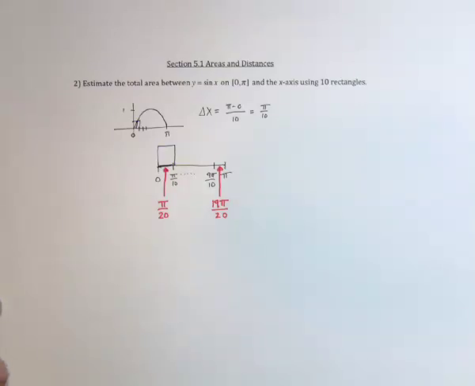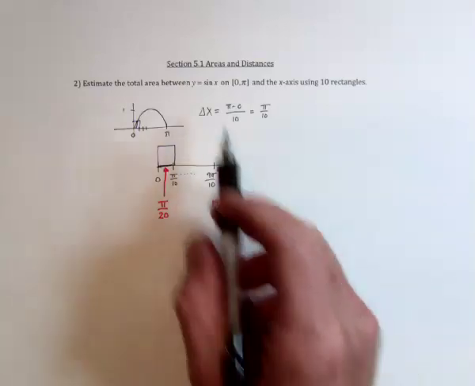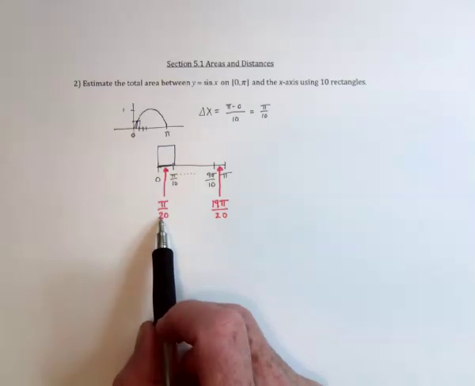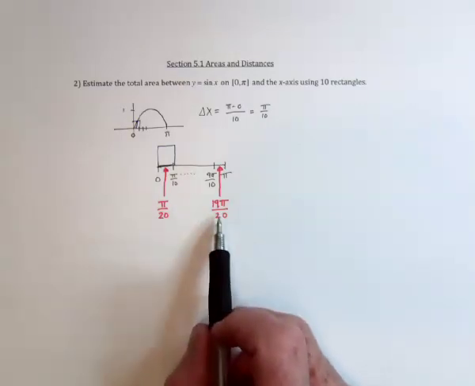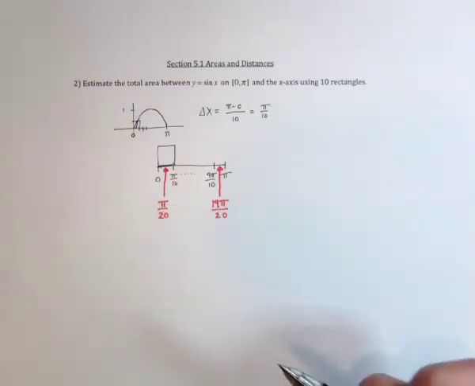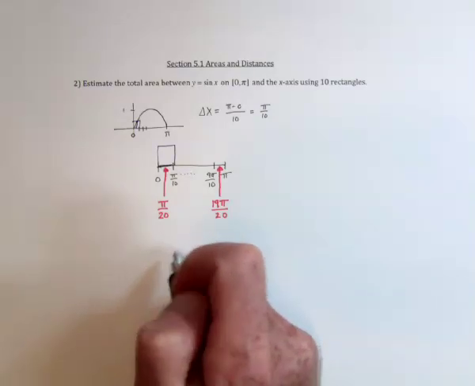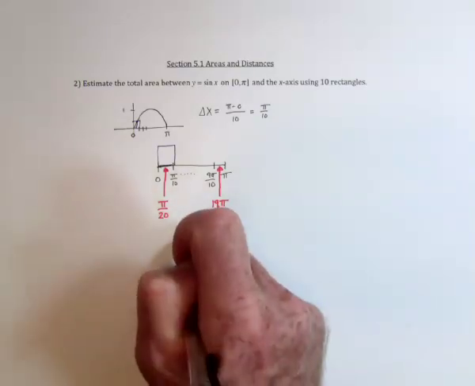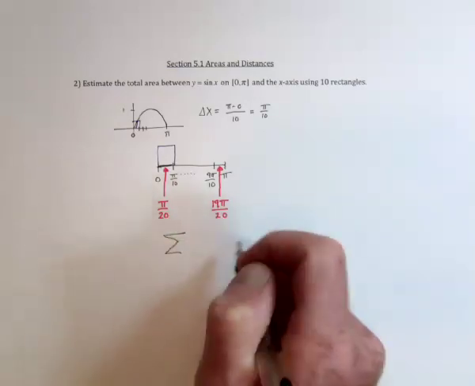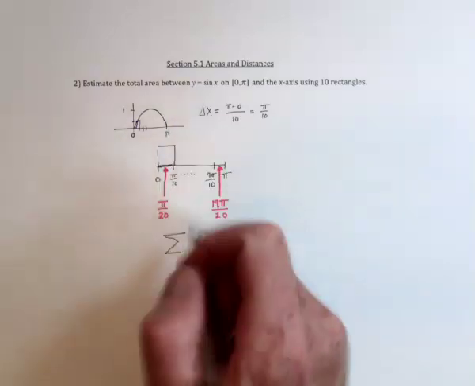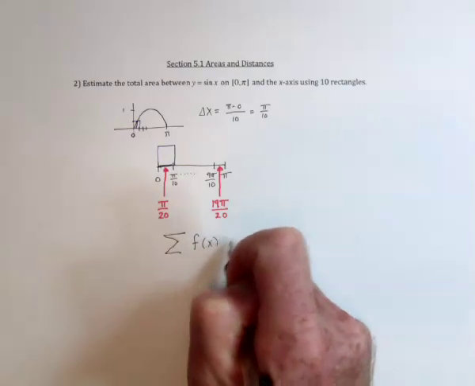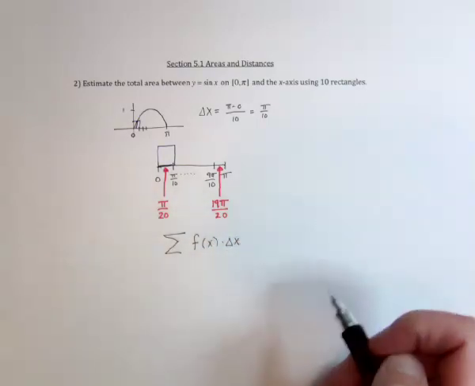Okay, so those are the numbers that are going to be substituted into the function to find the heights. We would need to do 10 of those between 1/20th of pi and 19/20ths of pi. So it would be the odd numbers, 1, 3, 5, etc. We can also have the calculator do this. The mathematical notation for it would be, take the sum, and instead of using y, I'm going to use f of x. So f of x times delta x.